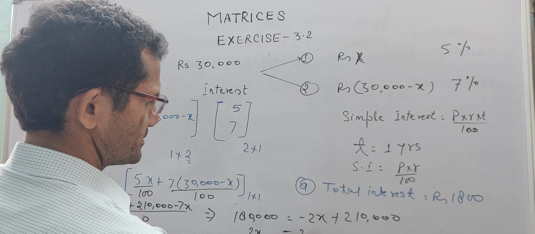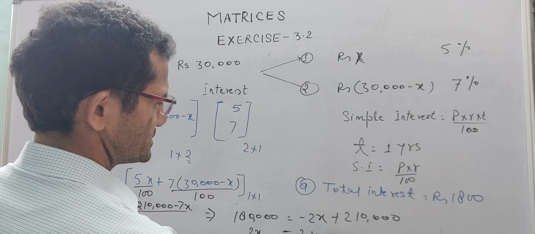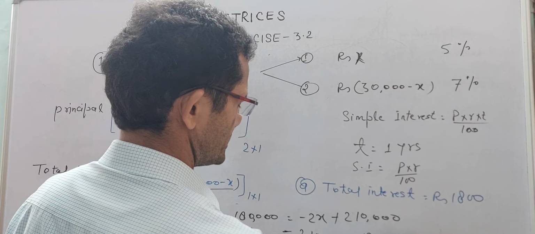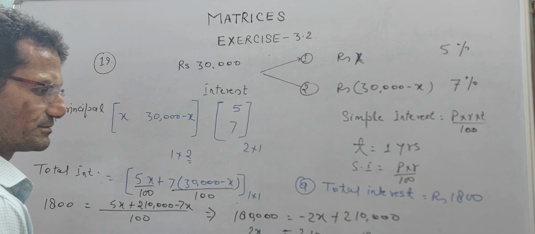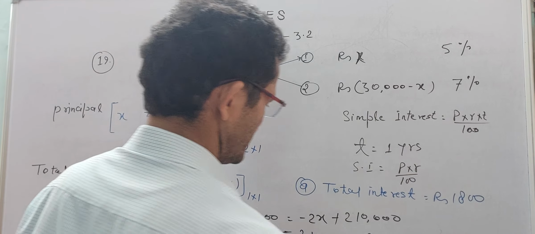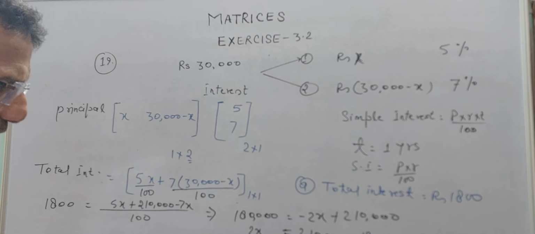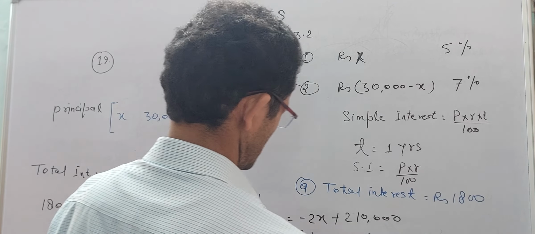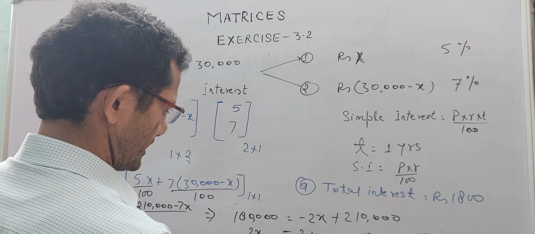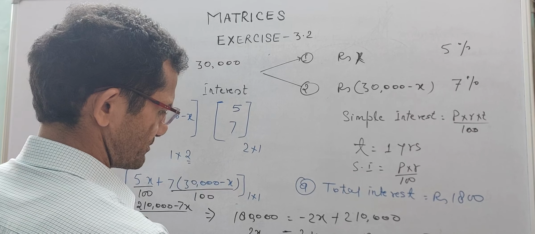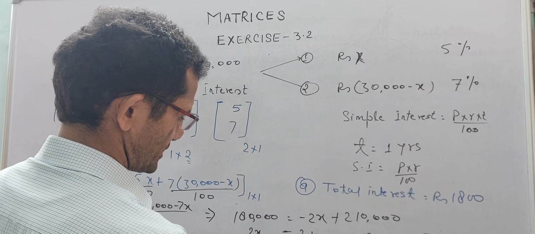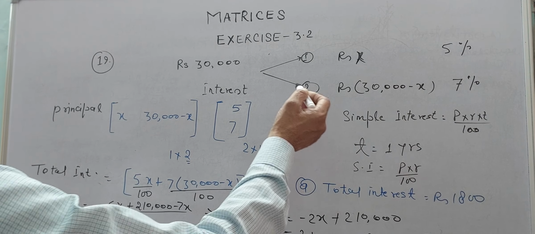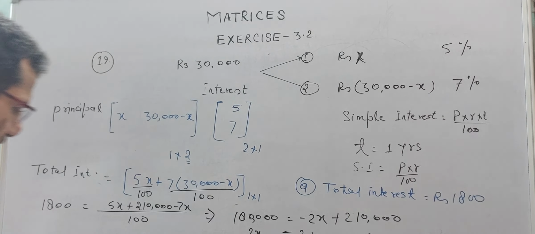So now it becomes 210,000 minus 180,000. If you subtract this one, it comes out 30,000 again. 210 minus 180 is 30, so 30,000. So we have the value of x comes out to just half of this, 15,000. Therefore rupees 15,000 should be in the first bond, and rupees 30,000 minus x would be in the second bond.